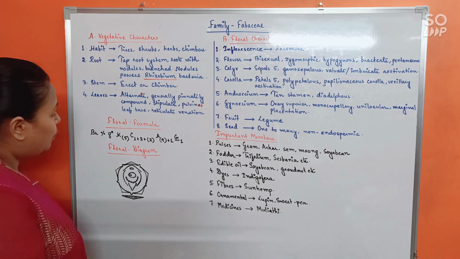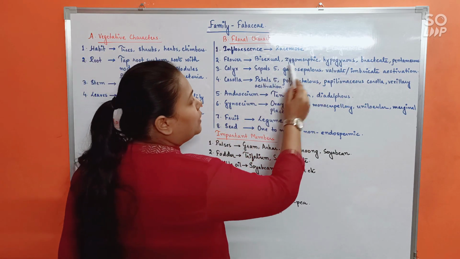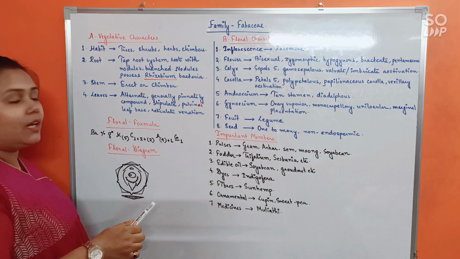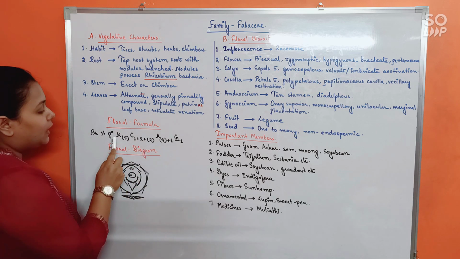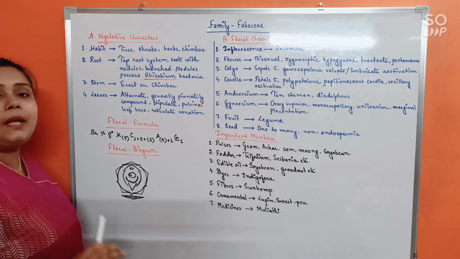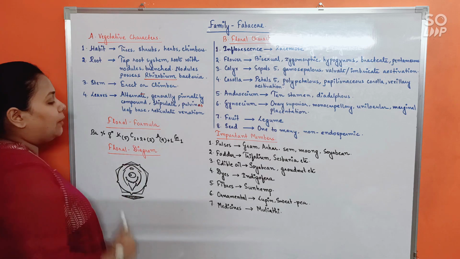After that, let's start with calyx. Now calyx, you know that there are 5 sepals, and these 5 sepals will be gamosepalous. They are going to be joined together, right? And they are all alike. So what we will do is write K subscript 5 and the 5 will be under bracket. Bracket shows fusion, alright.